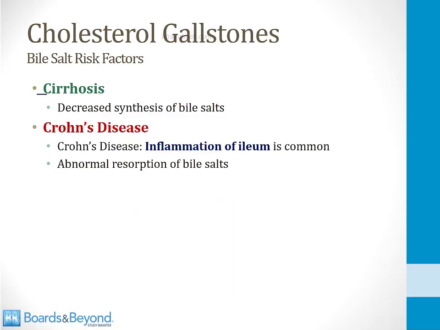So if you have cirrhosis, you are at risk for cholesterol gallstones because your liver has been replaced by fibrous tissue and you have decreased synthesis of bile salts. Patients with Crohn's disease are at increased risk for gallstones, and that's because Crohn's disease commonly involves inflammation of the ileum. As a result, they cannot reabsorb those bile salts, and this puts them at higher risk for gallstones.